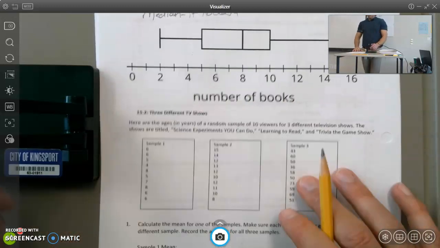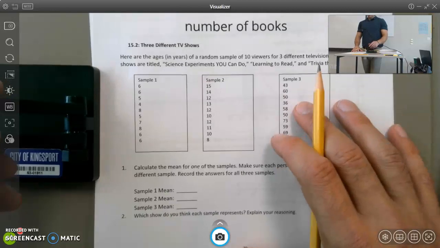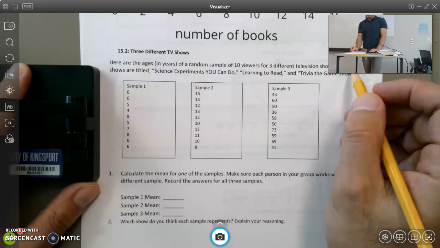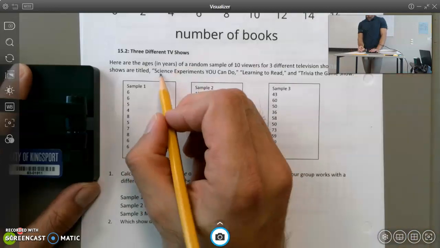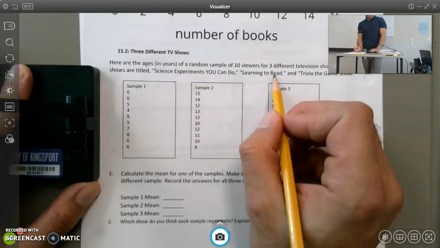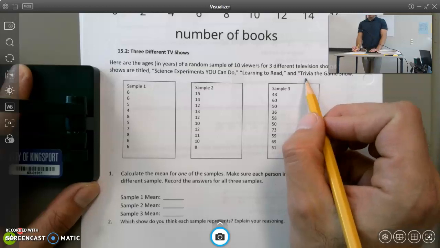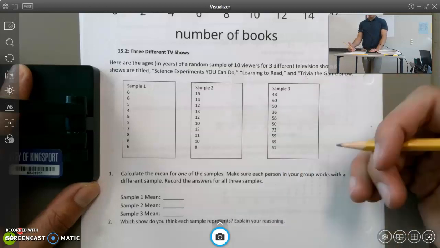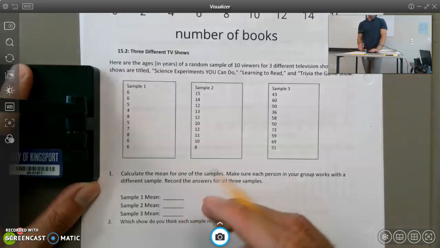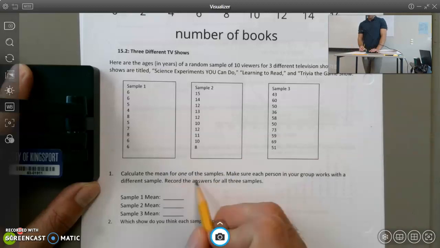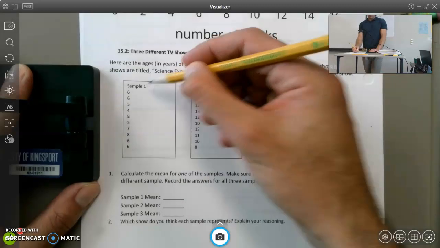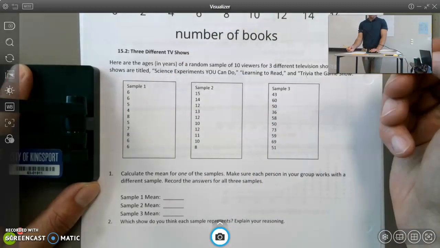Okay, let's look down here. We are looking at 3 different television programs. We are talking about the science experiments you can do, learning to read, and trivia, the game show. So these are 3 different television shows. We are going to find the sample mean for their viewership. We're calculating the mean, and I have sample 1, sample 2, sample 3. Each one represents one of the television shows.